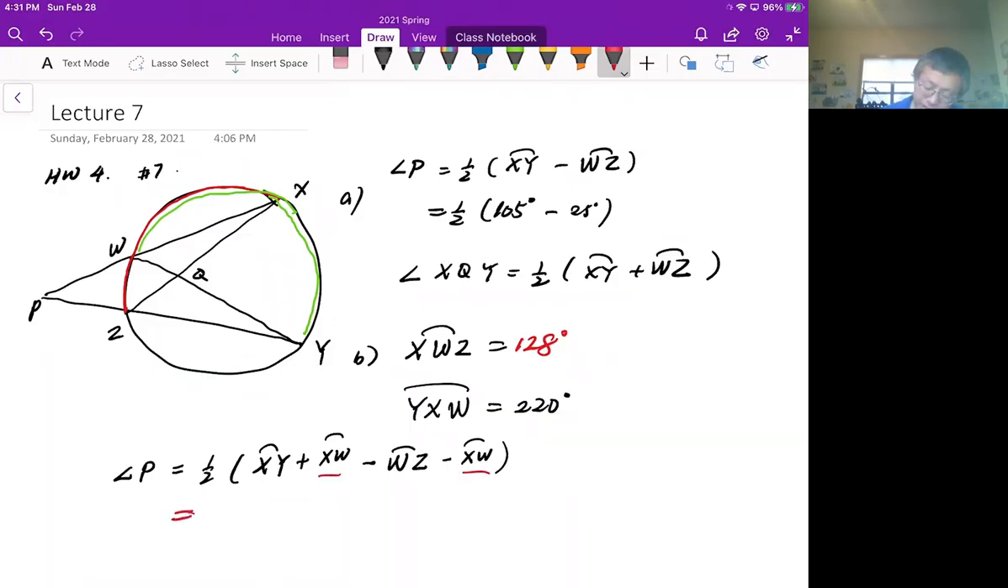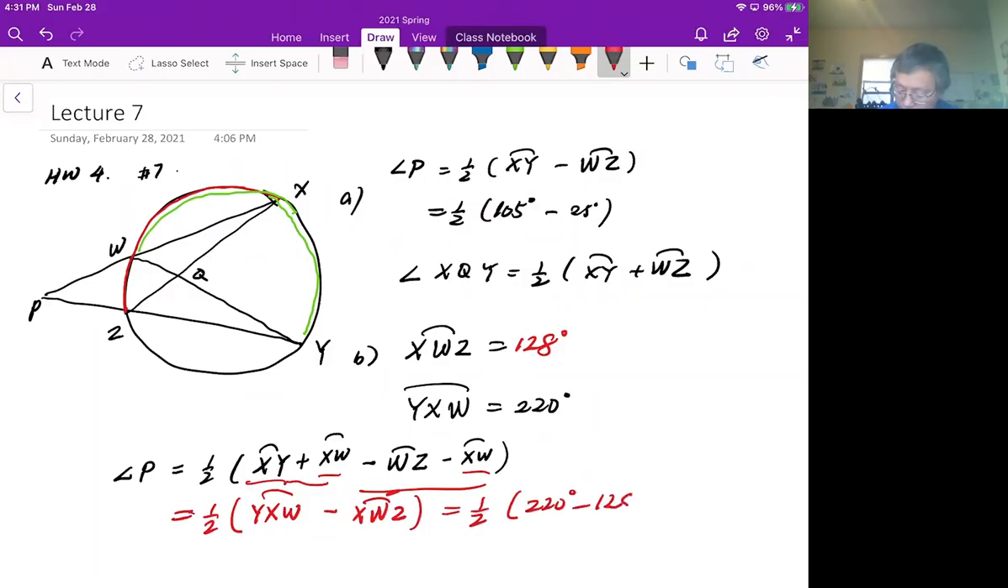And so what is this? This is just 1/2. The first one is yxw, right? That's the first one, that one goes here, and minus the other one. What's the other one? The other one will be wz and wx, so that will be xwz, and we get that. So it's 1/2 of 220 degrees minus 128 degrees, and we can get the answer.